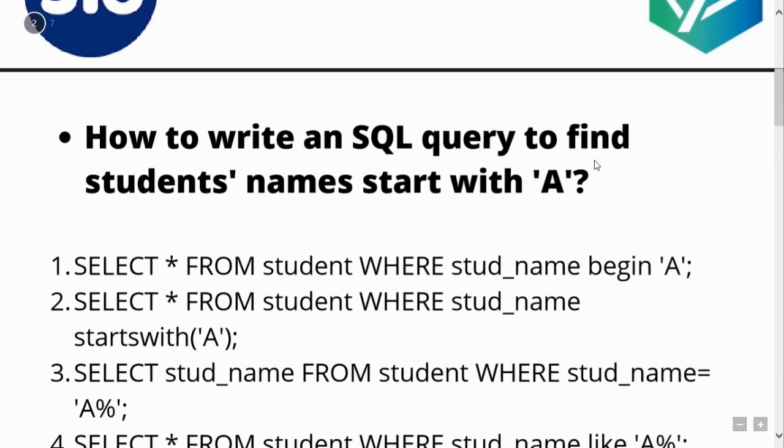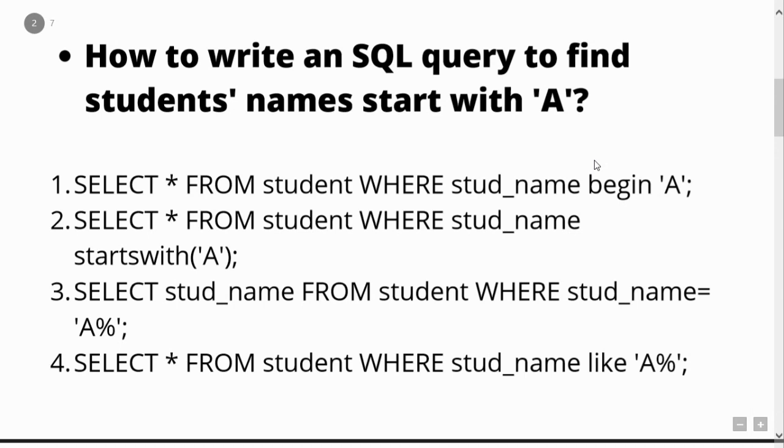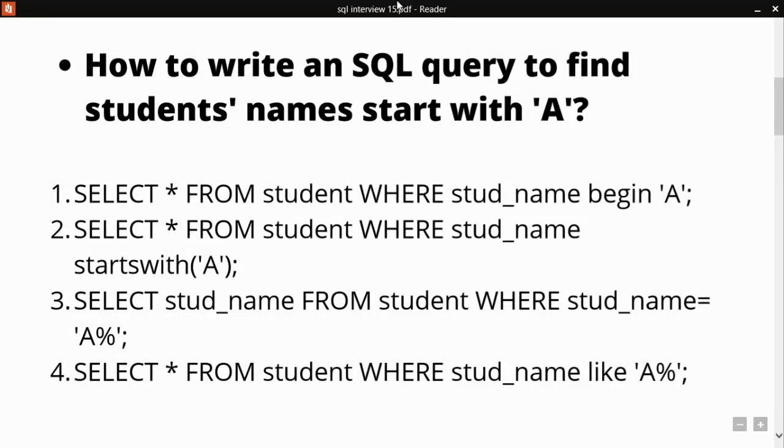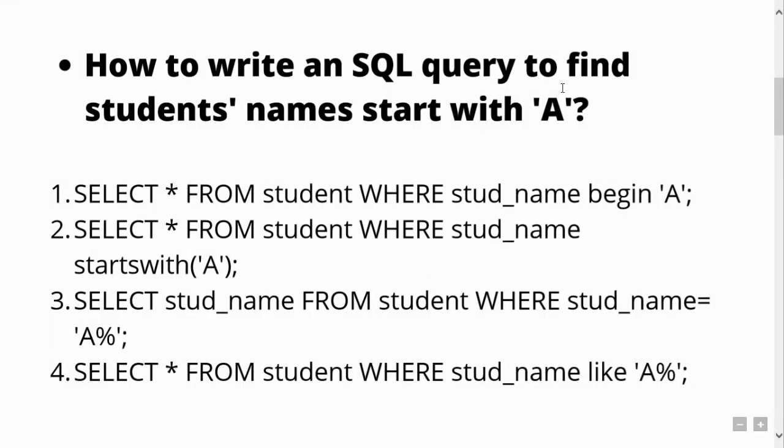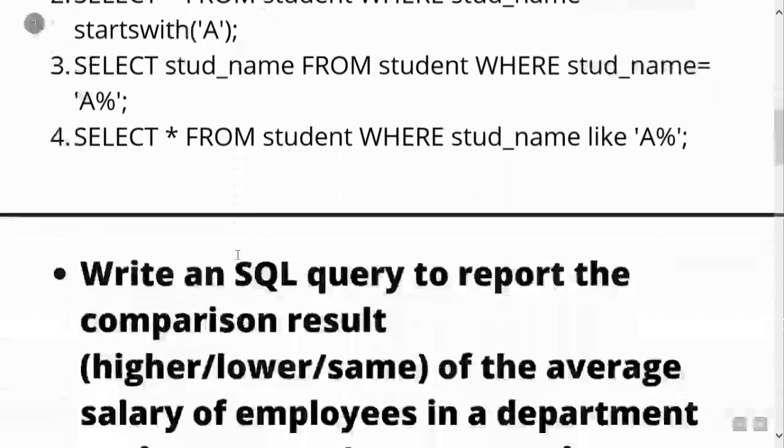First, before moving ahead with the main question as we always do, let's solve a small quiz on SQL. The question for the quiz is: how do you write an SQL query to find students' names that start with A? These are the four options given. If you know the answer, do put it down in the comment section, or else watch the entire video. At the end of the video, I'll be discussing the answer for this question. So let's begin with the main question.